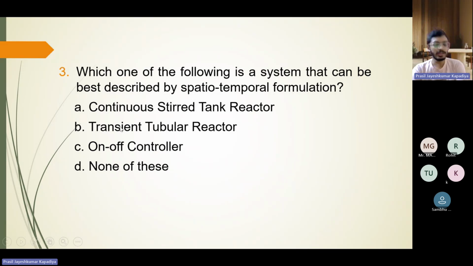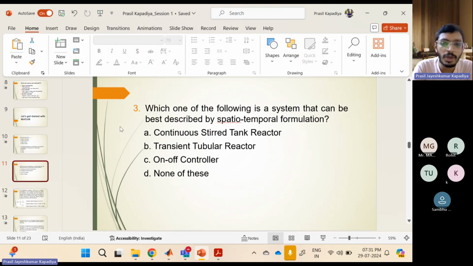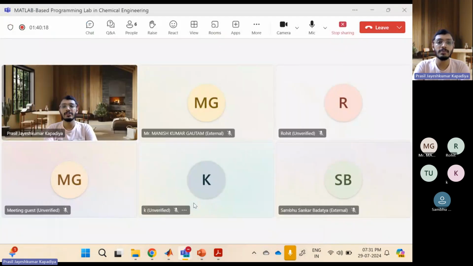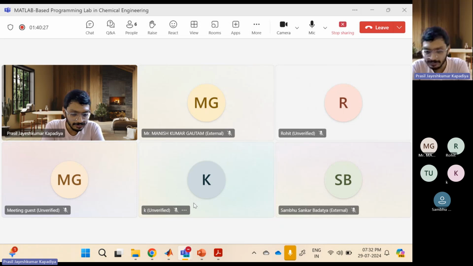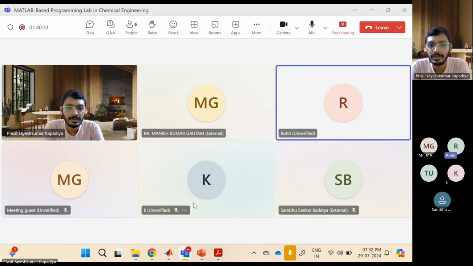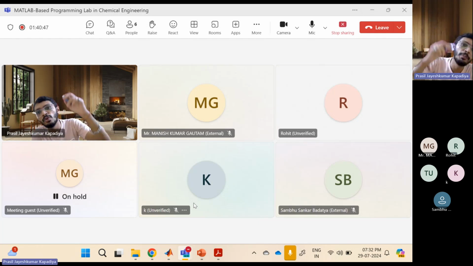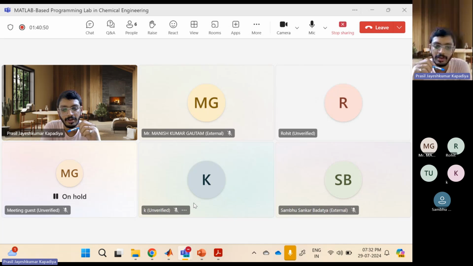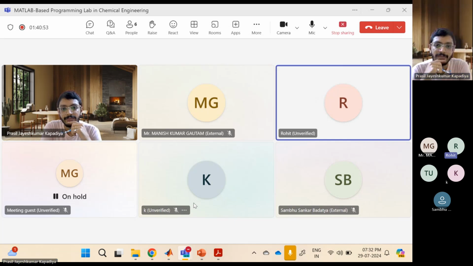But what is a tubular reactor? Tell me. Forget about the tubular reactor. What is a plug flow reactor? Can anyone tell me what a plug flow reactor is? Manish, what is a plug flow reactor? Rohit? Plug flow reactor, it's like reactants enter at one point and the whole concentration of reactants will be the same in the reactor. In the length, there is no mixing, radial mixing is not allowed, right? Yes, radial mixing is not allowed in a plug flow reactor.